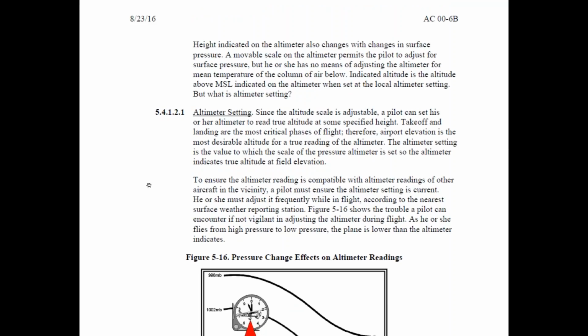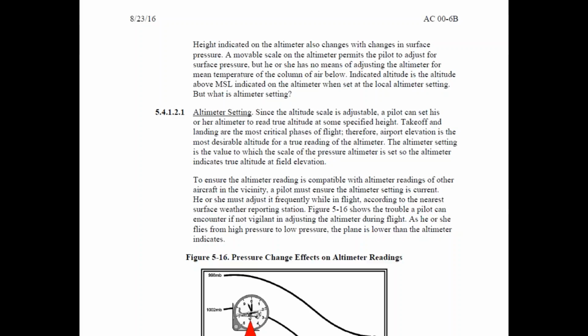Height indicated on the altimeter also changes with changes in surface pressure. A movable scale on the altimeter permits the pilot to adjust for surface pressure, but he or she has no means of adjusting the altimeter for mean temperature of the column of air below. Indicated altitude is the altitude above mean sea level indicated on the altimeter when set at the local altimeter setting.